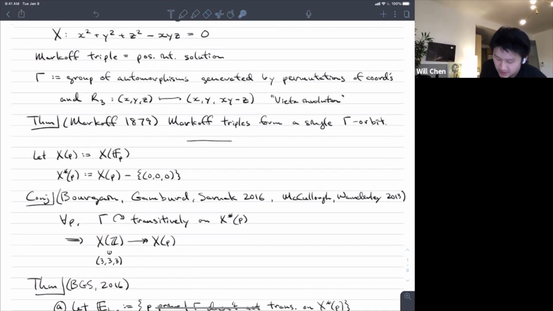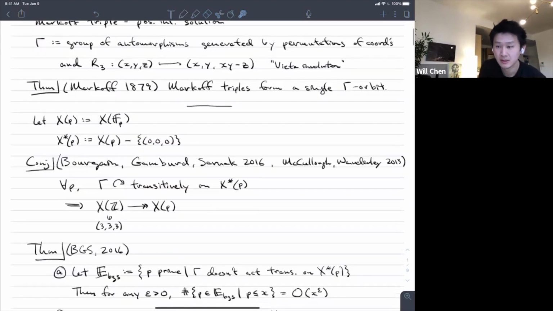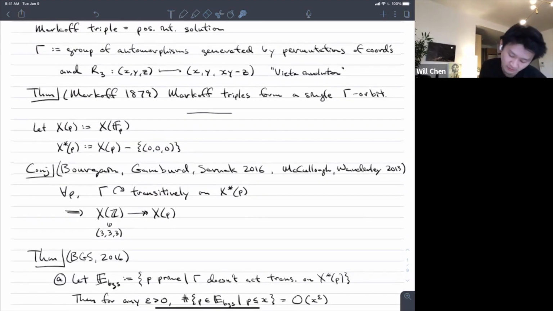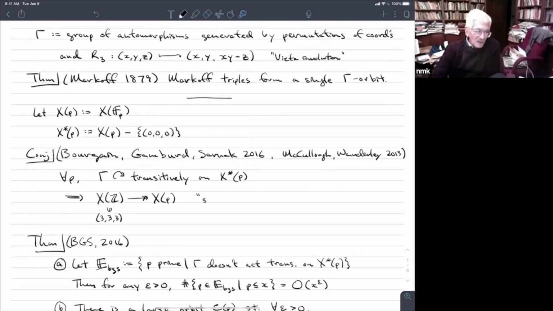The fact that this gamma action is transitive tells you that in fact the set of integral solutions must surject onto the F_p solutions. This is essentially because you just need to check that there is some integer solution which is not just 0 mod p in all the coordinates. So it must map to an orbit which is not the singleton trivial orbit, and so if gamma acts transitively, then any orbit which does not map to a trivial orbit must in fact map onto the complement of 0, 0, 0, and so this implies that this map is surjective.